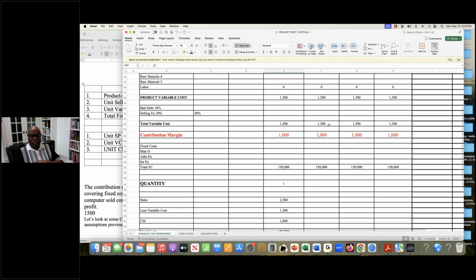But I know that when I get ready to break even, I've got a formula, right? The break even quantity is going to equal what? The fixed cost divided by what? UCM. The UCM, the unit contribution margin.